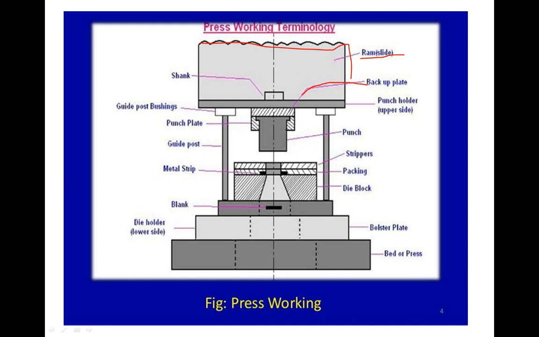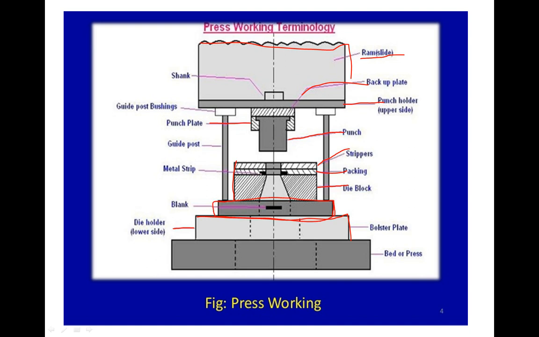This is the back plate. This is the punch holder, which holds the punch, and this is the punch plate, and this is the punch. These are the various strippers. This is the packing that is provided. This is the die block, which is mounted on this plate. This is the bolster plate and die holder. This is the die holder, and it holds the die. That's why it is called a die holder.